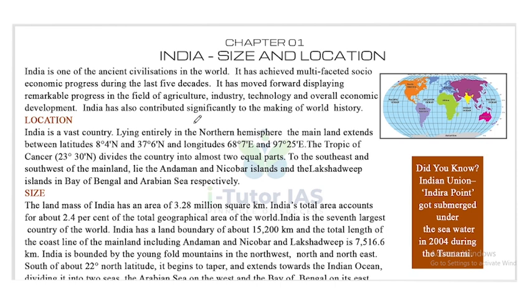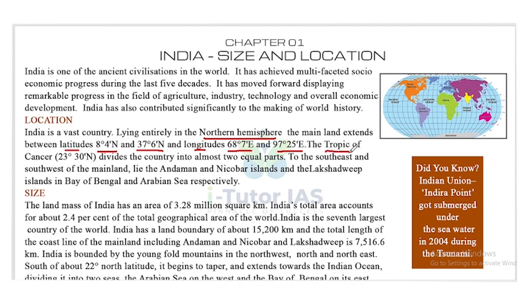Now, let's discuss the location of India. India is a vast country lying entirely in the northern hemisphere. The mainland extends between latitudes 8 degree 4 minute north and 37 degree 6 minute north and longitudes 68 degree 7 minute east and 97 degree 25 minute east. So this is the latitudinal and longitudinal extent of India.